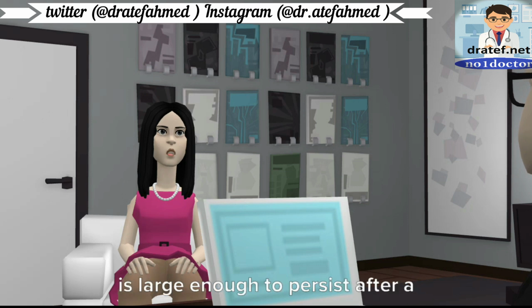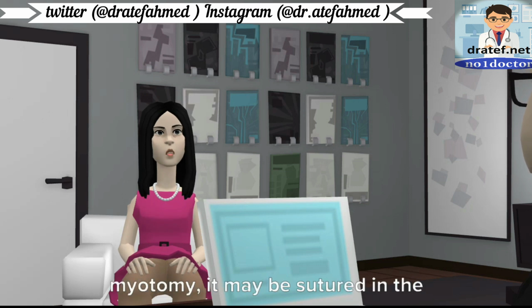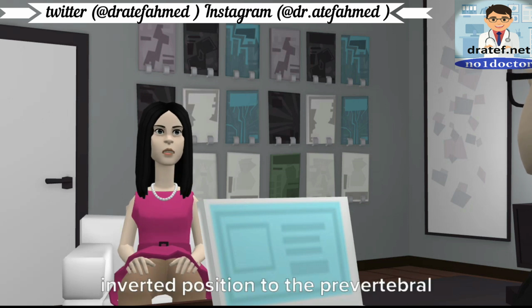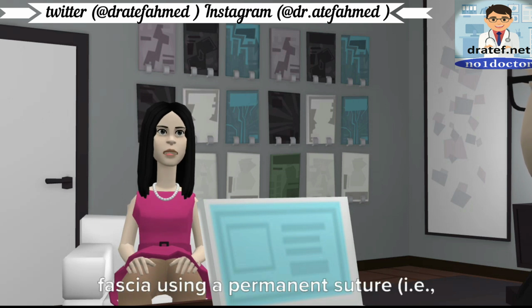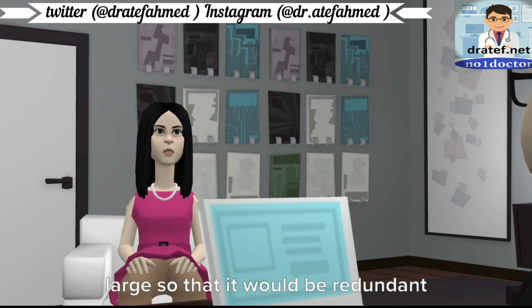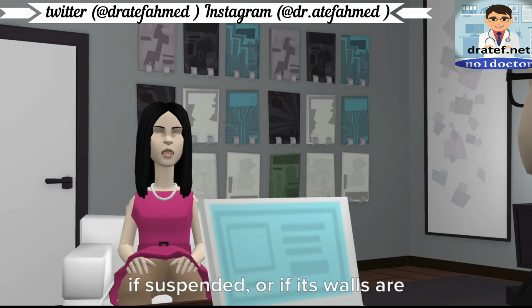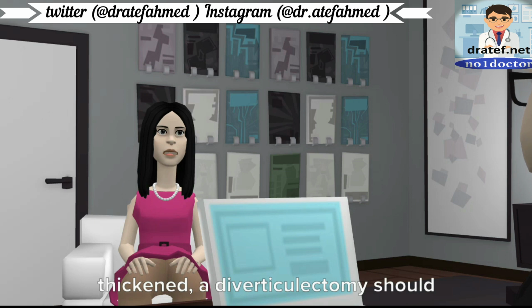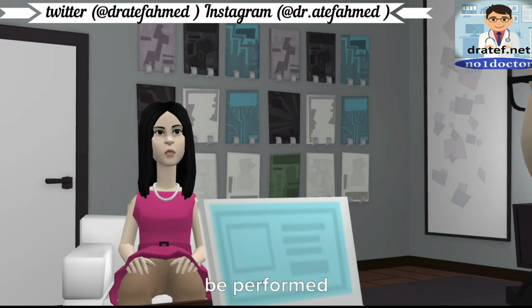If a diverticulum is present and is large enough to persist after a myotomy, it may be sutured in the inverted position to the prevertebral fascia using a permanent suture, i.e., diverticulopexy. If the diverticulum is excessively large so that it would be redundant if suspended, or if its walls are thickened, a diverticulectomy should be performed.